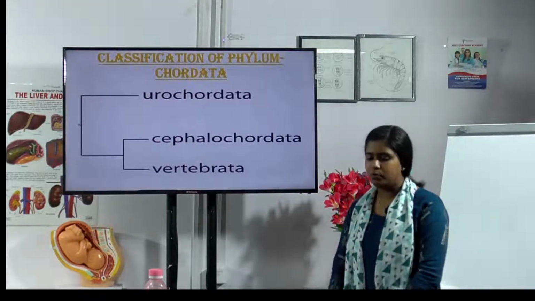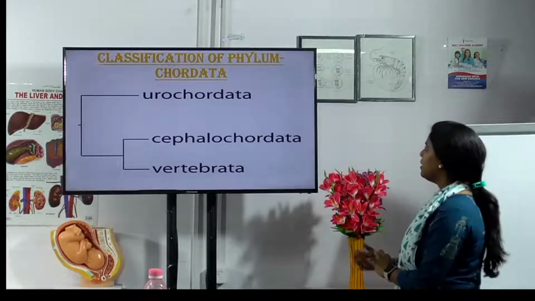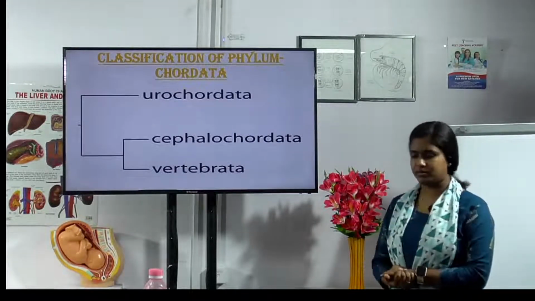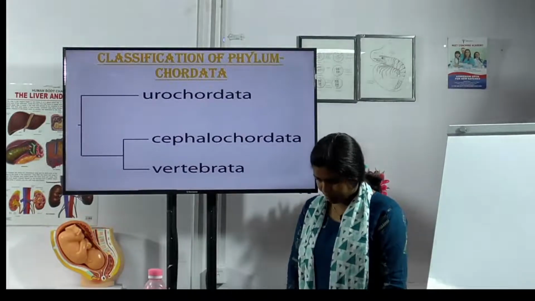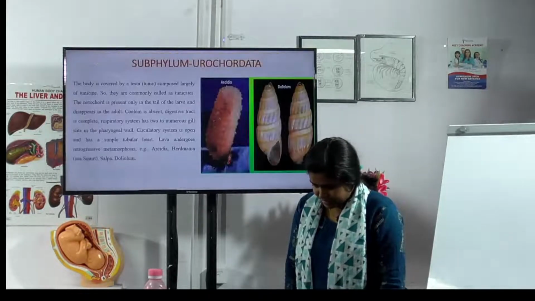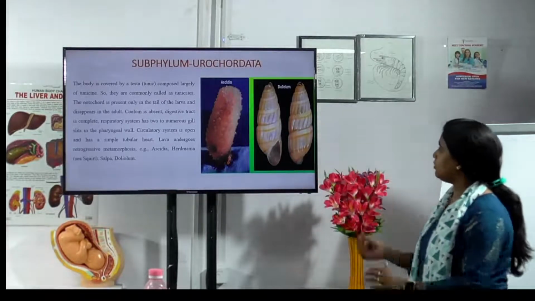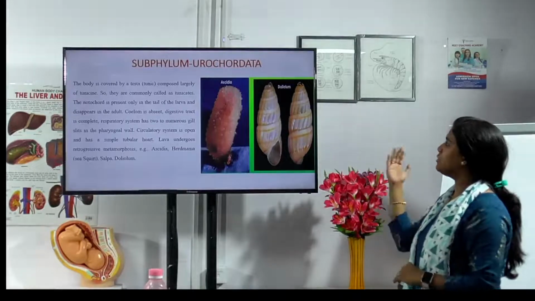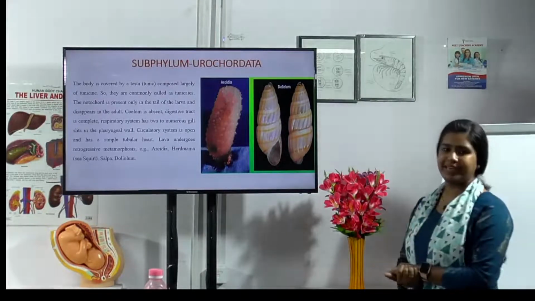Okay, now we'll see the classification of phylum Chordata. One is Urochordata, Cephalochordata and Vertebrata. The first one is phylum Urochordata. This is an example for Urochordata. These are covered by a test composed largely of tunicin, and they are commonly called tunicates since they are covered by tunicin.